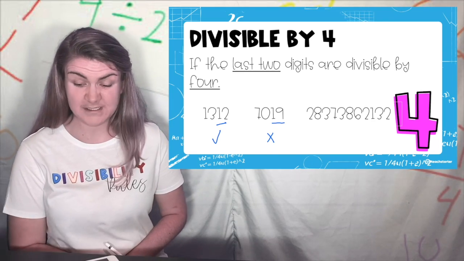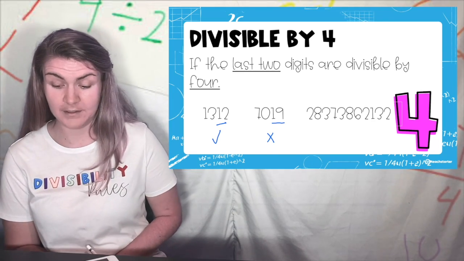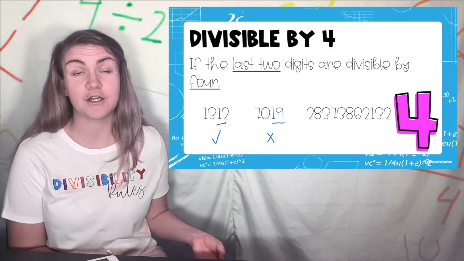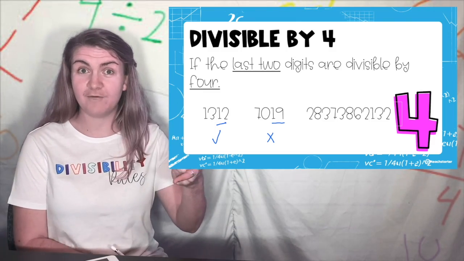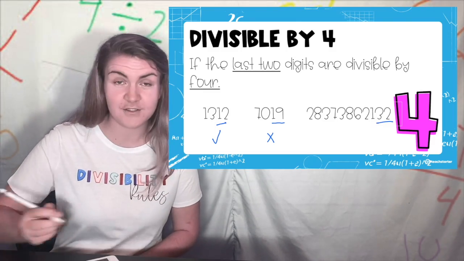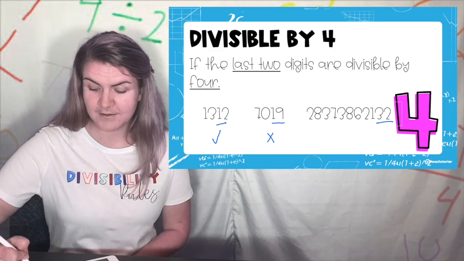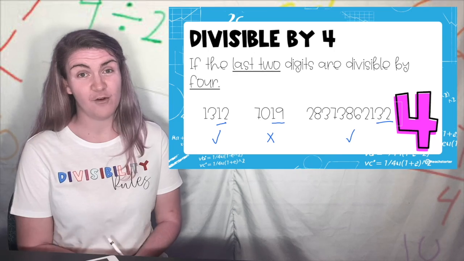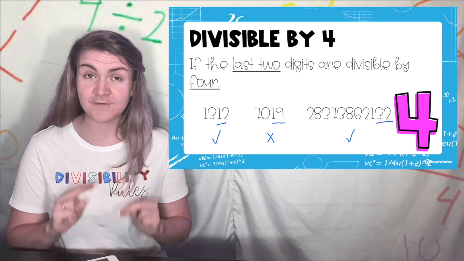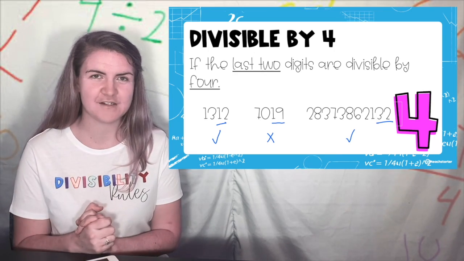Now I have 28,373,862,132. Is it divisible by 4? Well, I just look at the last 2 numbers. Does 4 go into 32? Yes, it does, 8 times. So that number is divisible by 4. So if the last 2 digits are divisible by 4, then the whole number is divisible by 4.